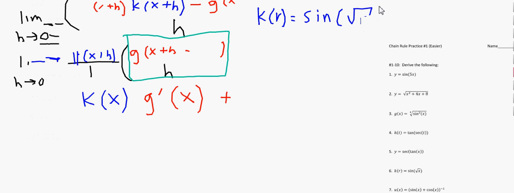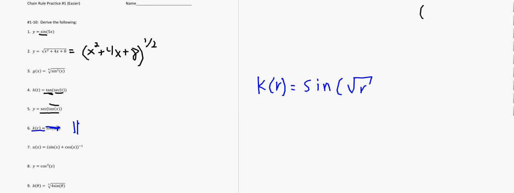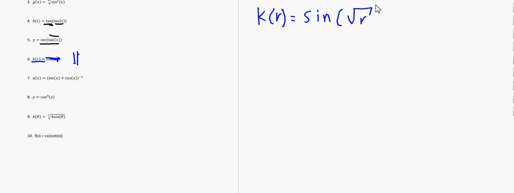Why aren't you working? There we go. K of R is the sine of the square root of R. Whoa, Chief. I don't know what that was. What just happened? Freaking out.